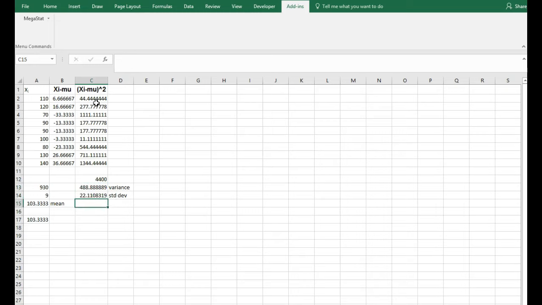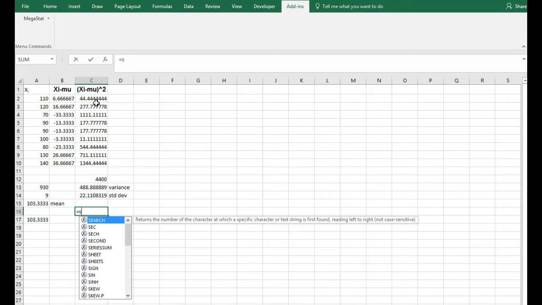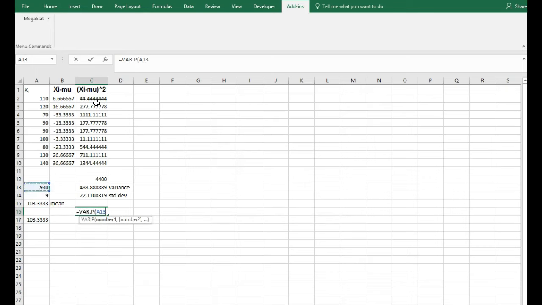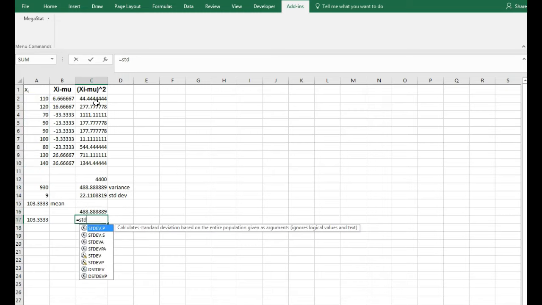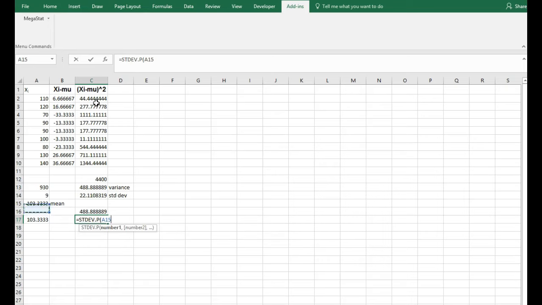Okay, so then here's what we'll do to check our work. We'll just use the functions. We'll say variance of population. Boom, that's it. That's exactly right. And then we expect standard deviation to also be exactly right, which it is.